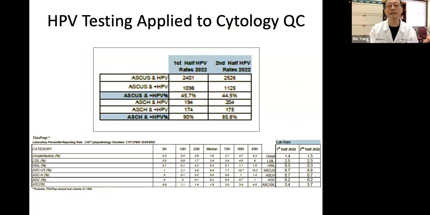So this is in our department. This is first half 2022, second half 2022. So you can see roughly around 45%, pretty consistent in the lab. That's great, very close to 50%.